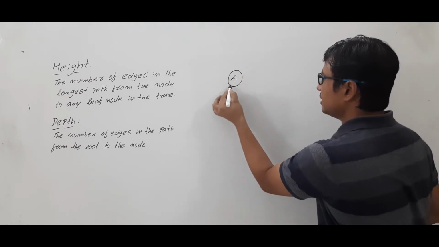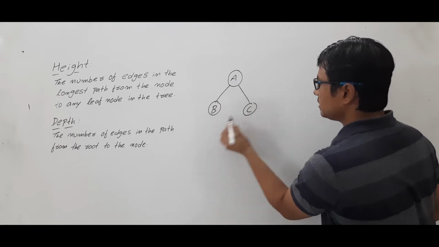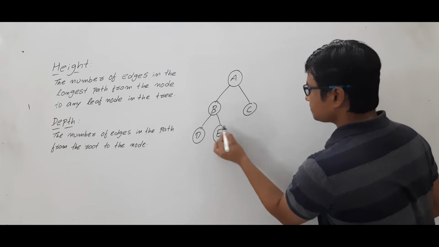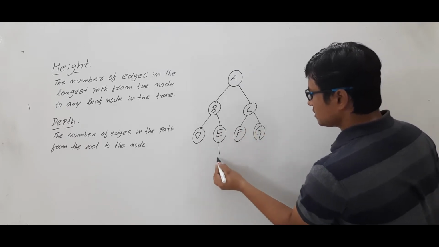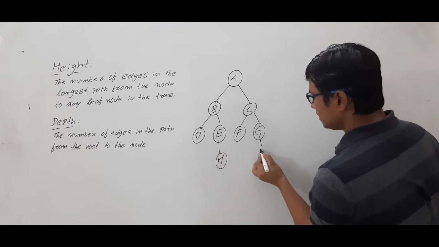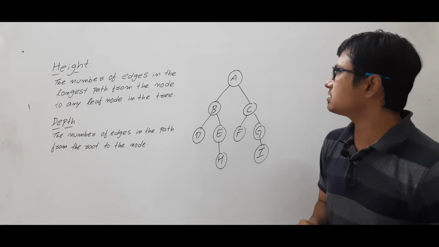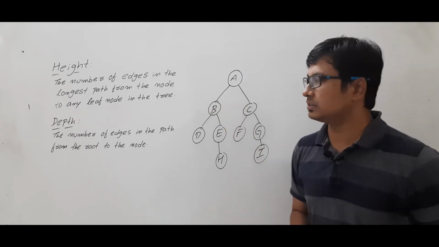Let's take that I have a node A, a node B, a node C, and here I have D, E, F, G, some H is there, and here I is there. Can I say this is a binary tree? Yes, I can say, because each node has at most 2 children.